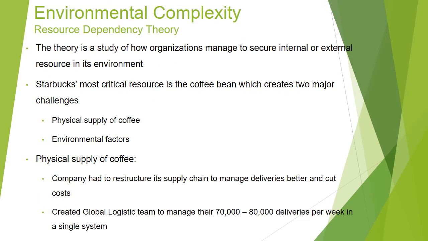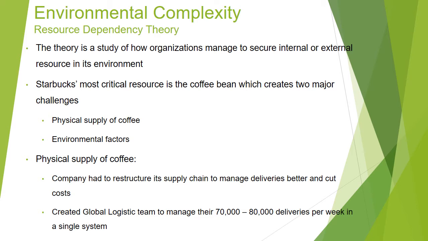Environmental complexity. An environment is a set of elements that exist outside the boundary of the organization that have the potential to affect all or part of its organizational access to scarce resources. These variables or uncertainties prompt organizations to devise strategy to protect its environment in order to increase its ability to create value for customers. Resource dependency theory explains how organizations manage to secure internal or external resources in its environment and how they find ways to influence the supply base to make these resources available.